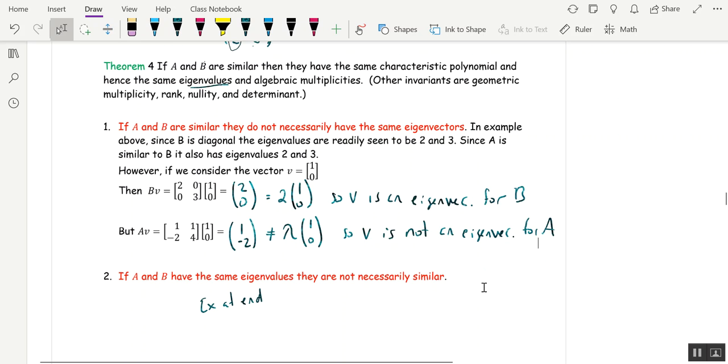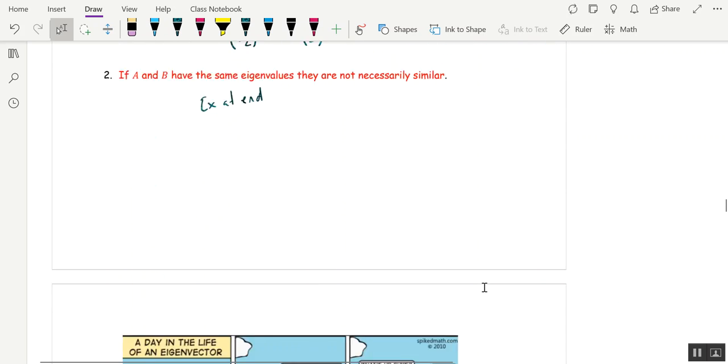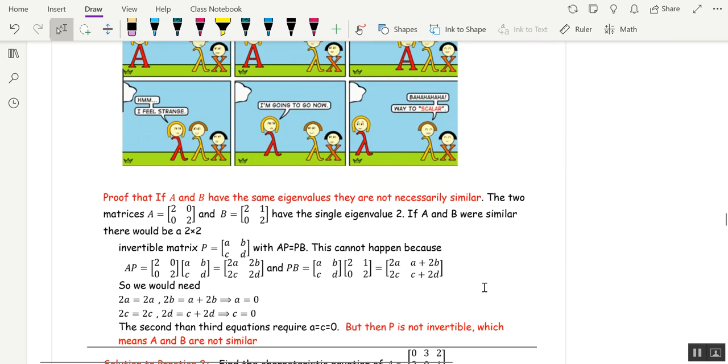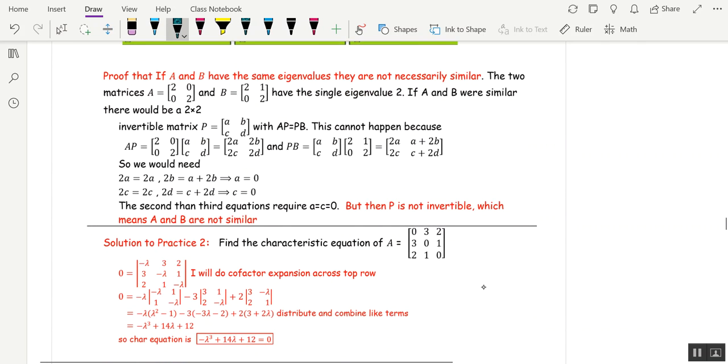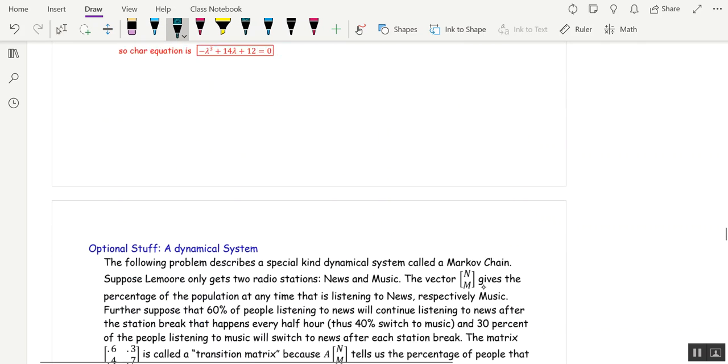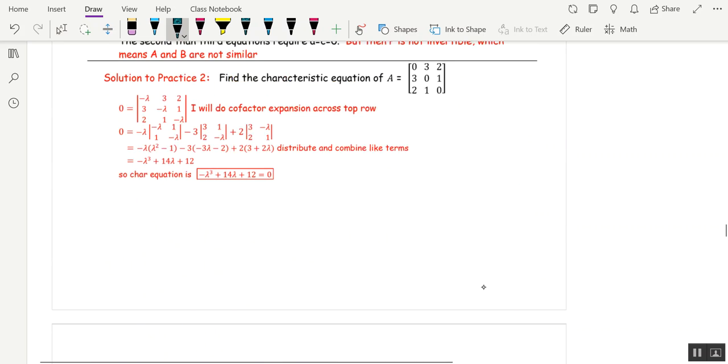Okay. And then, so that's the end of the lecture. On this page, we've got a solution to practice 2. And then on the next page, some optional stuff, dynamical systems and Markov chains.